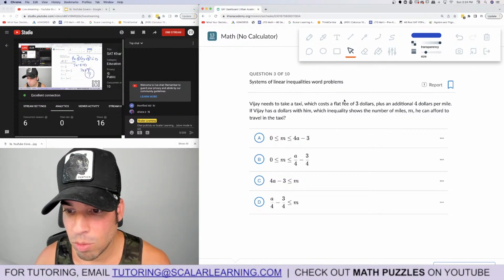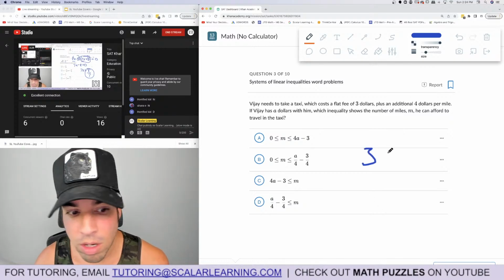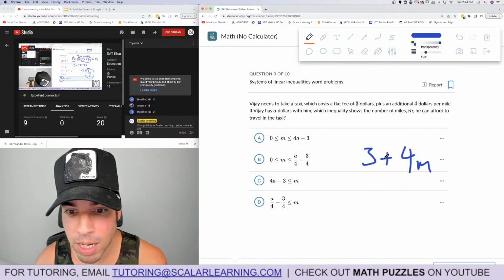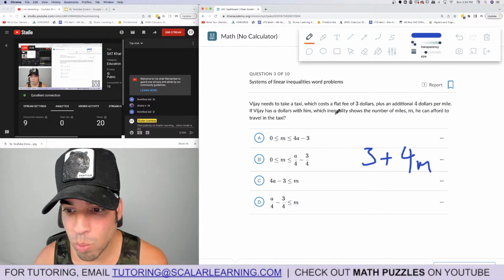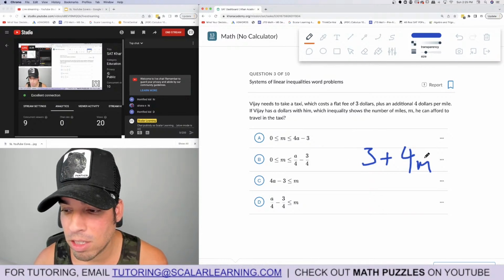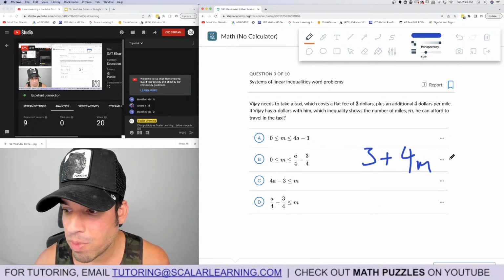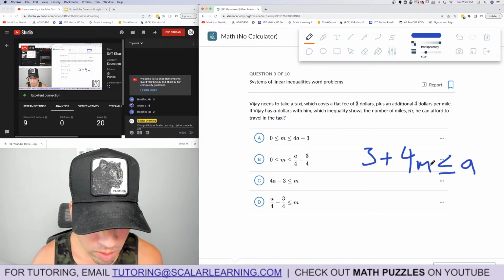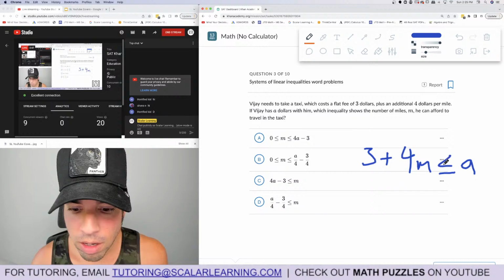VJ needs to take a taxi, which costs a flat fee of $3 plus an additional $4 per mile. If he has $8 with him, which inequality shows the number of miles M he can afford to travel in the taxi? So 3 plus 4M has to be less than or equal to A. This is my starting inequality.